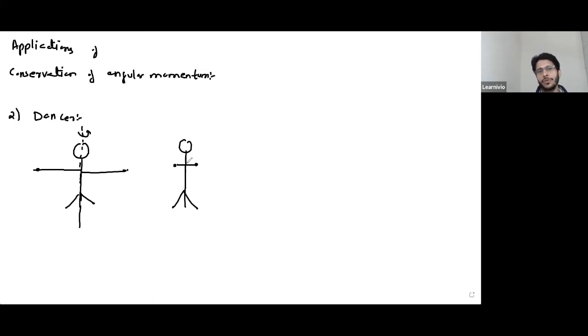Now, can you guess what will happen to the moment of inertia? It will decrease. So if initially the moment of inertia is I1, finally the moment of inertia is I2. On folding hands, moment of inertia decreases.